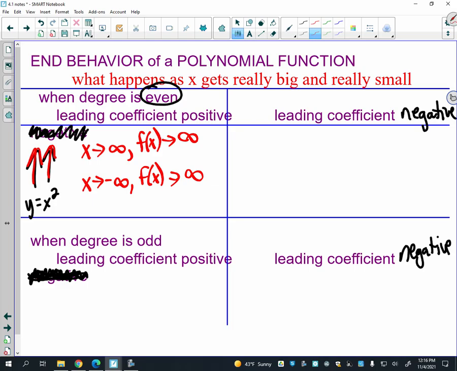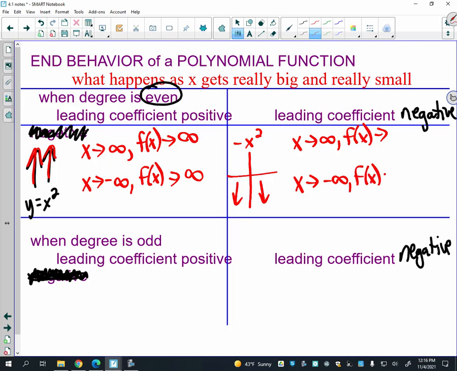So if it's even and the leading coefficient is negative, that would be like negative x squared. And if you think about the graph of negative x squared, both arrows point down, and that will be true for any even degree function. So again, this part's going to stay the same every time. You're always going to say, as x gets really big, what happens to y? As x goes to infinity, f of x goes to what? And as x goes to negative infinity, f of x goes to what? Well, since they both point down, we're going to say negative infinity on both of these. So notice on even functions, the y values always point in the same direction. They both point up, they both point down.